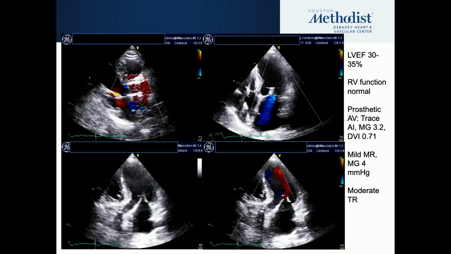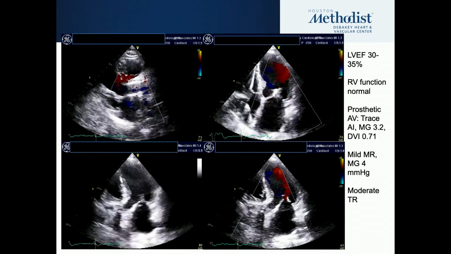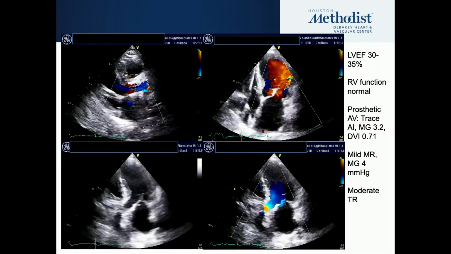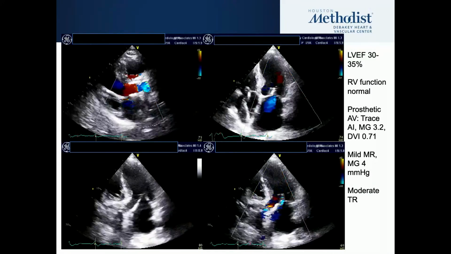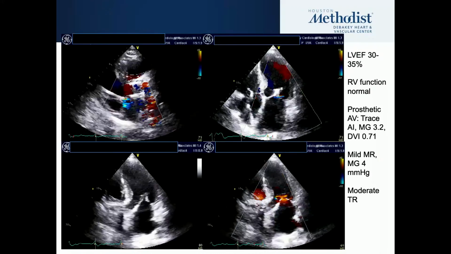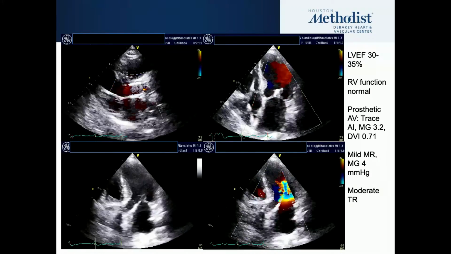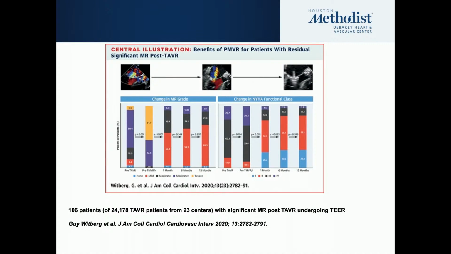And this is his echo after the TAVR. So, beautiful result with minimal aortic regurgitation, and you can see the MR severity is really mild. His RV function has now normalized. His DVI on the aortic valve was 0.7, and the TR severity at the end was moderate.